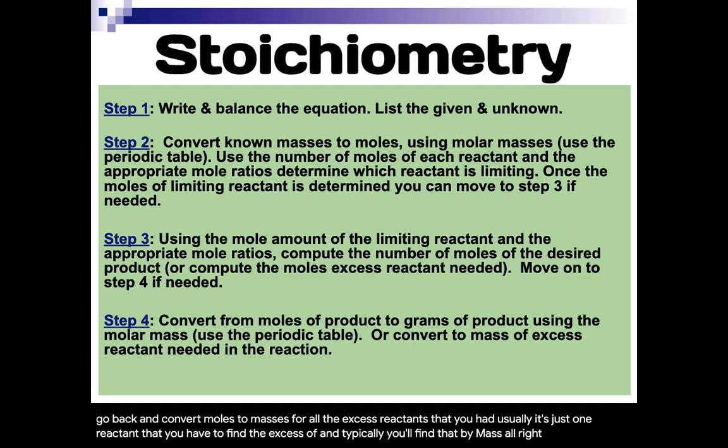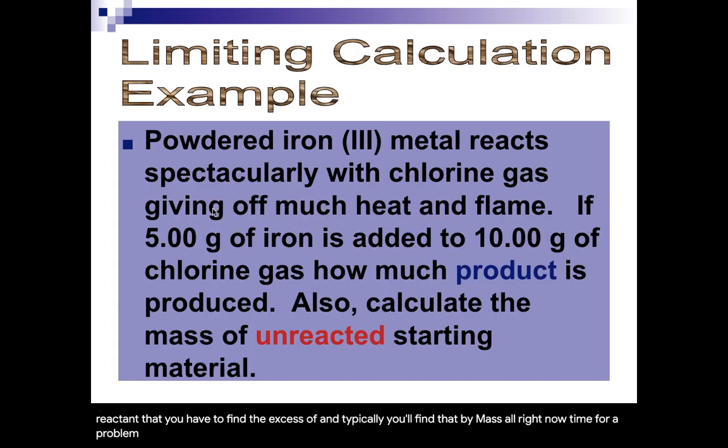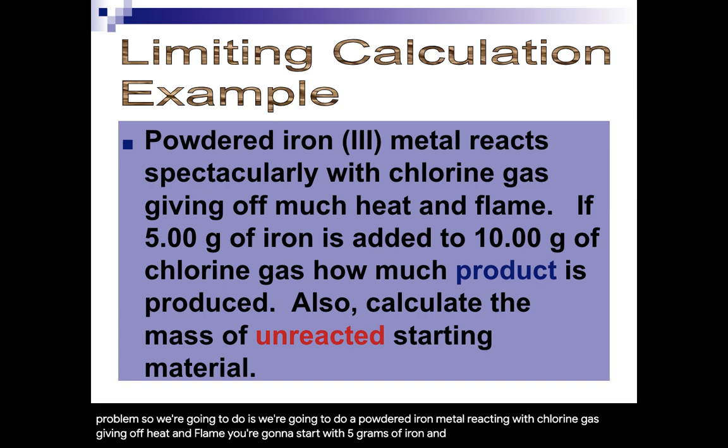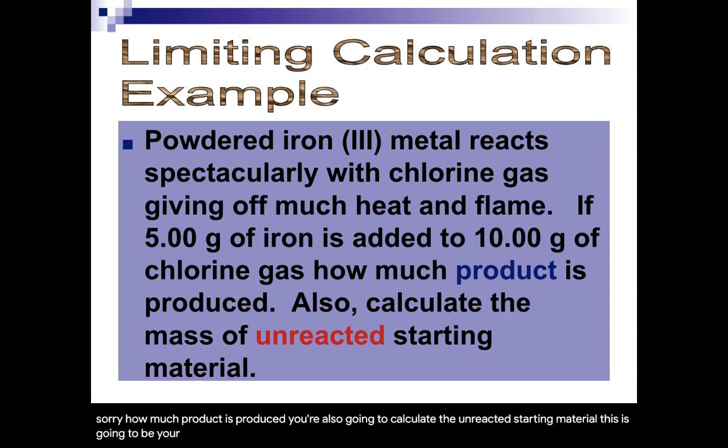All right, now time for a problem. We're going to do powdered iron metal reacting with chlorine gas, giving off heat and flame. You're going to start with 5 grams of iron and 10 grams of chlorine gas. How much product is produced? You're also going to calculate the unreacted starting material. This is going to be your first limiting excess stoichiometry problem. Make sure you write this down.